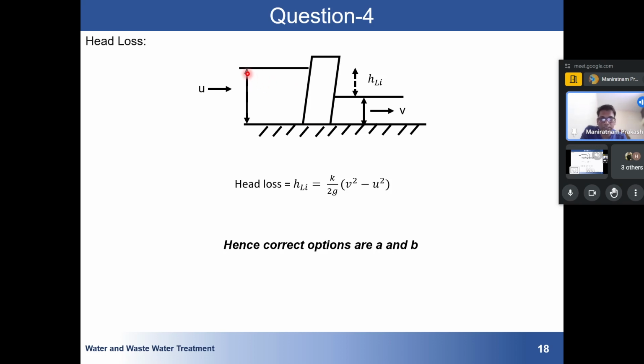So obviously initially there was u velocity and the final velocity is v, which is less than the initial velocity, so there will be some kind of head loss, and that head loss is given by k times (v square minus u square) divided by 2g. I am not going into the detail of this, but I am just giving you an idea. Yes, there is some head loss in the system due to this screen chamber. Actually, we are providing this facility so that water can flow smoothly.